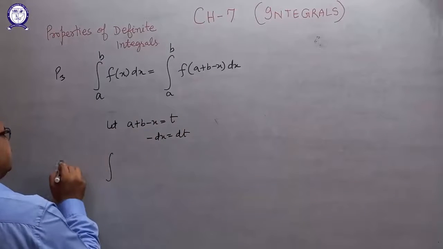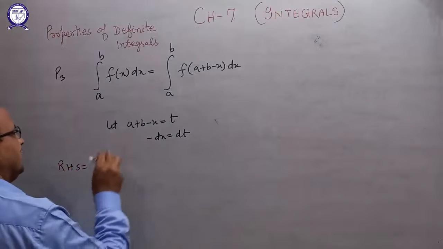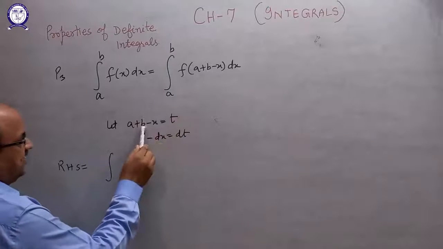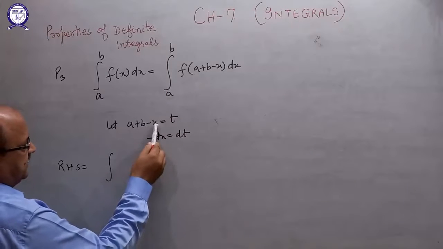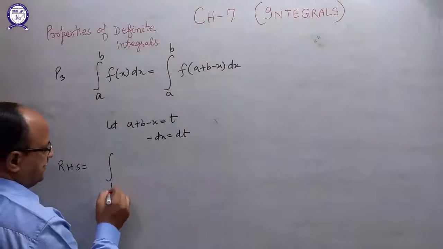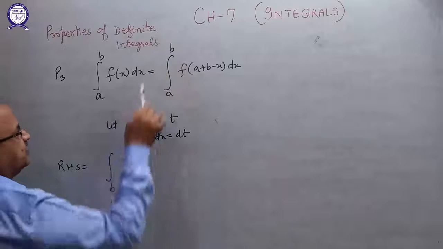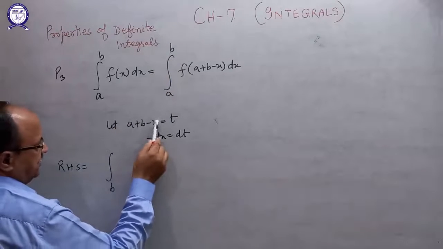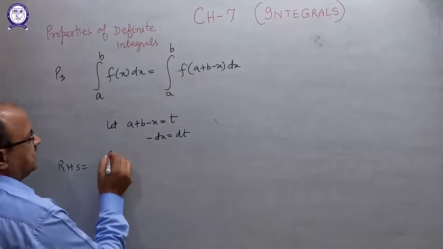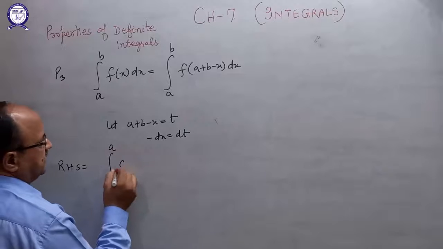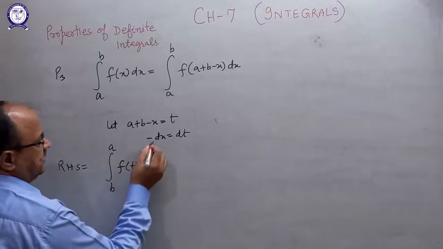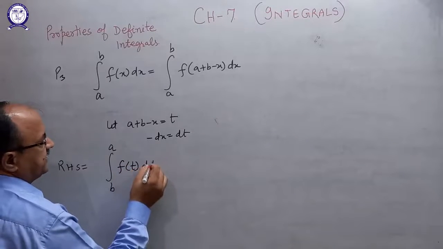This is the right hand side. Put a here: when you put a, a minus a cancels, then b will come here. When you put b, b minus b cancels, then a here. That is f of t. In place of dx, you can write minus dt.